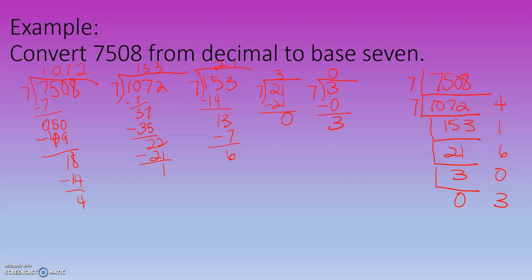We repeated our division until the quotient 0 appeared. We're now going to write our remainders in reverse order. 7,508 equals 30614 base 7.